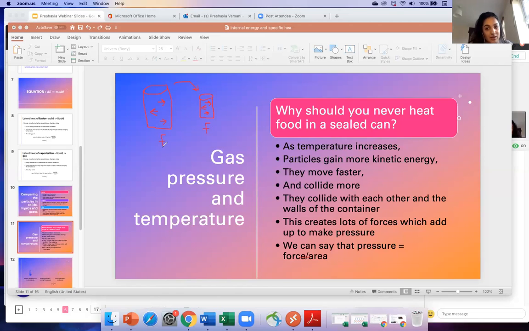Now, which one has more pressure? Container 1 or container 2? They have the same force acting inside of them, but one is much smaller than the other. Which one has more pressure and why? Same amount of force, so why is there a different pressure?